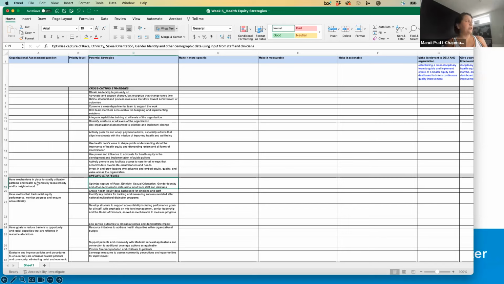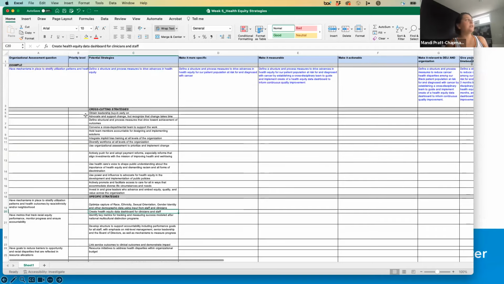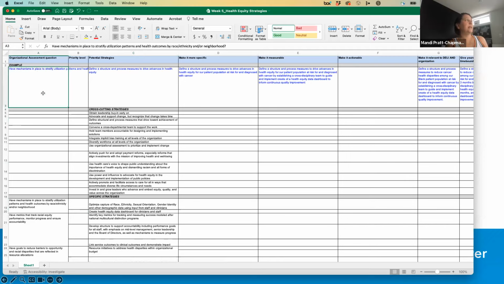And then specific strategies. So for the one I mentioned, optimizing capture of race, ethnicity, sexual orientation, gender identity, and other demographic data, using input from staff and clinicians, creating a health equity dashboard. These are some specific strategies that you might use. So what I tried to do at the top was give you an example. So if you had this as a high priority, have mechanisms in place, let's say you decide your strategy was defining a structure and process to drive advances in health equity.